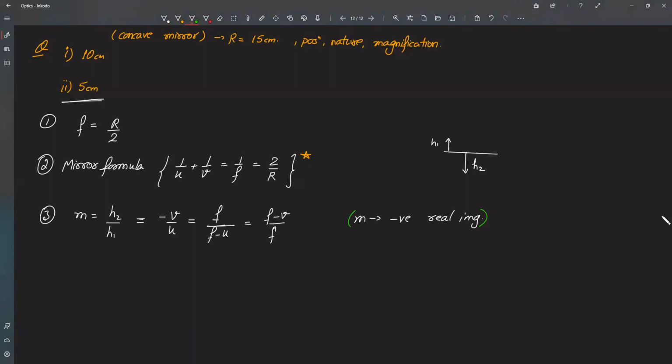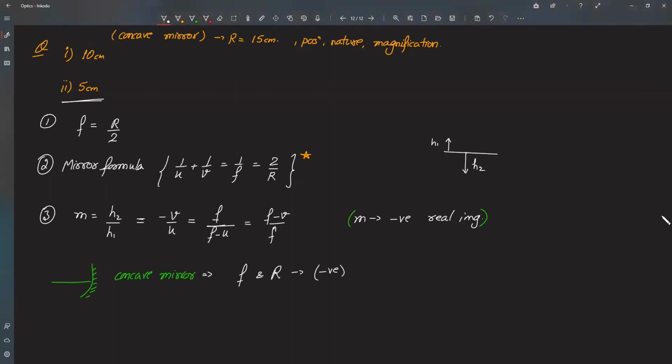In case of a concave mirror, you will get even a virtual image in the last situation. So in case of a concave mirror, we are talking about focus and R. F and R both will be negative. We will take it as negative.